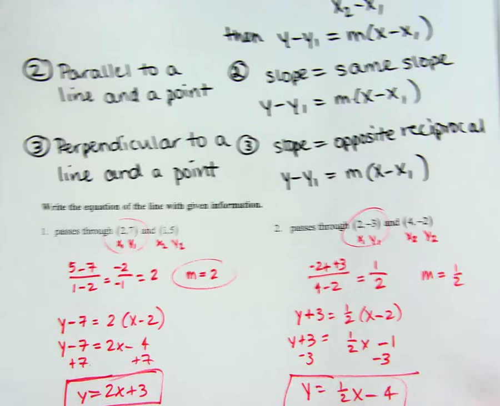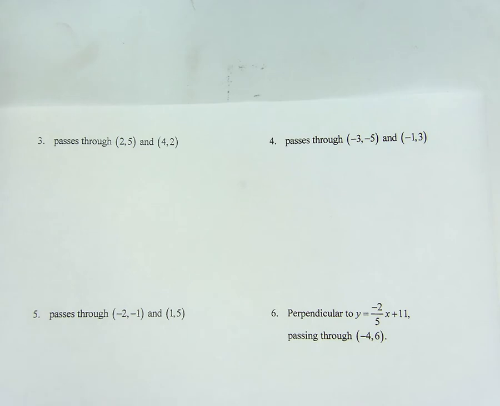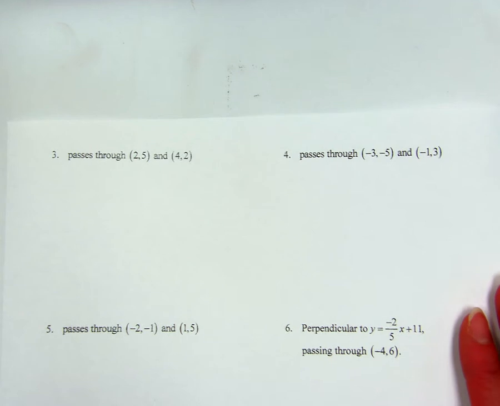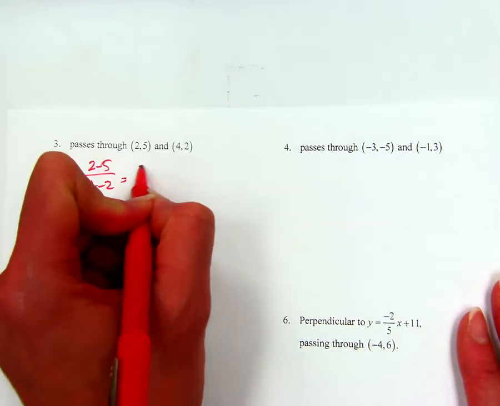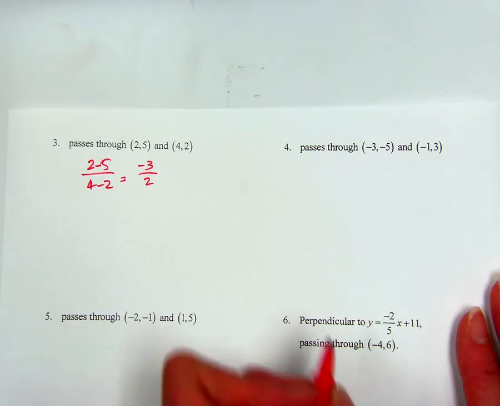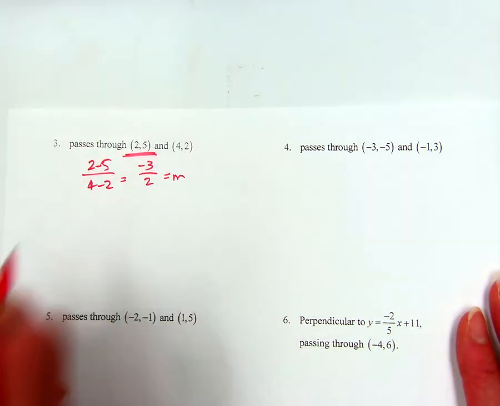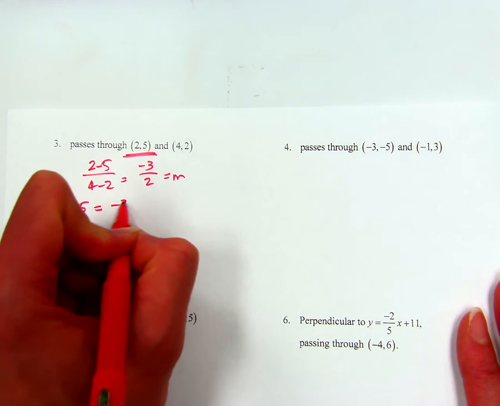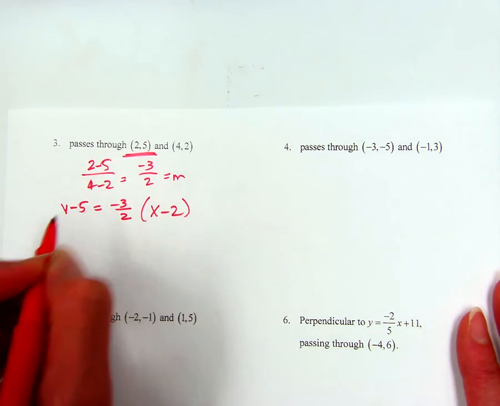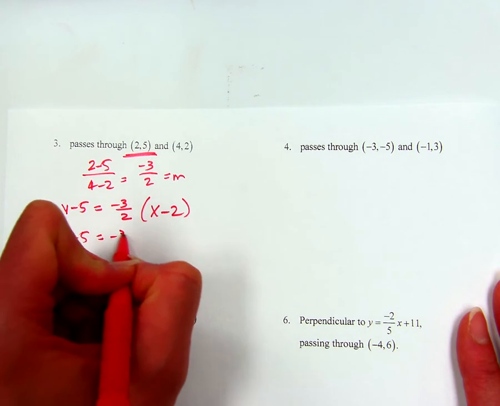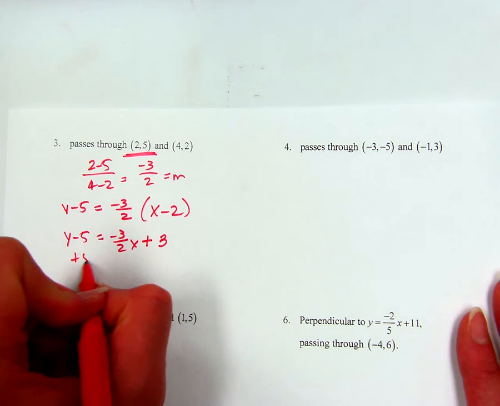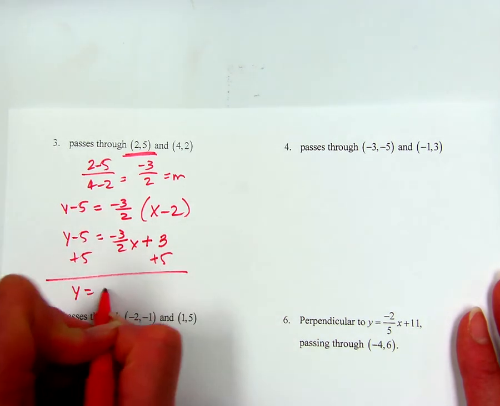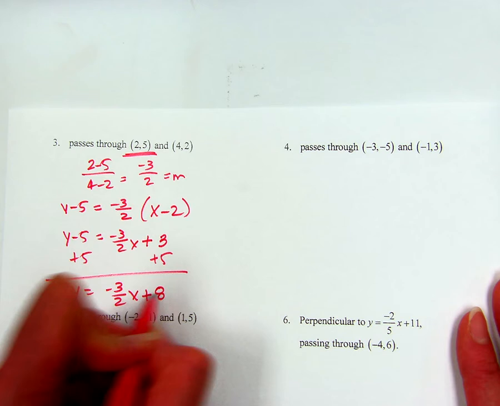Alright, so flip over to the other side and we're going to continue on. Numbers 3, 4, and 5 are actually the same type of problem, so I'm going to go through those pretty quickly. We're just going to do 2 minus 5 over 4 minus 2, so the slope is negative 3 over 2. And then I'm going to use my first point. So y minus 5 equals negative 3 over 2 times x minus 2. If I distribute my negative 3 halves, I get negative 3 halves x plus 3. And then if I add 5 to both sides, I get y equals negative 3 over 2x plus 8.